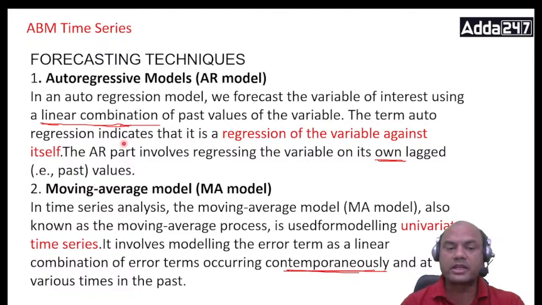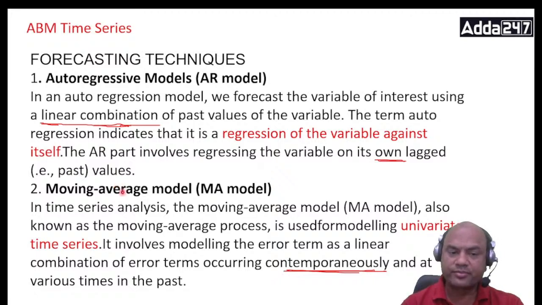The term autoregressive indicates a regression of the variable against itself, okay? The AR part involves regression of the variable on its own lagged values. So lagged means what? Past values. These two sentences are the same: against itself and lagged values, okay?